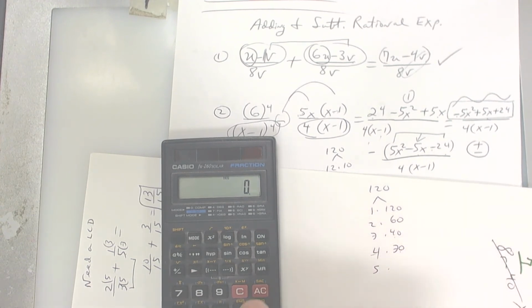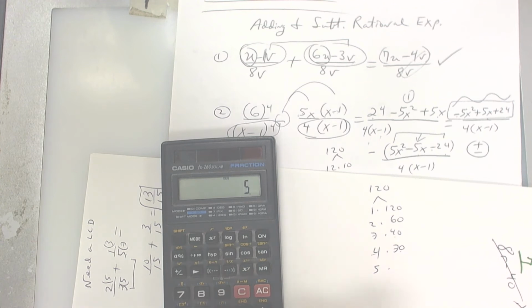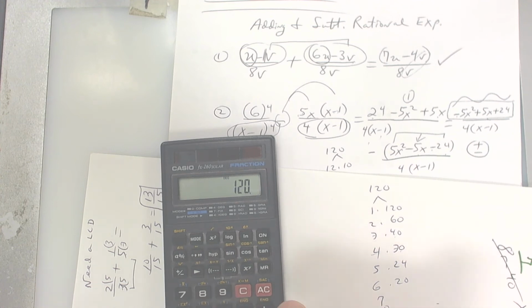5 times something. So 120 divided by 5 is 24. That subtracts to give me 19. I'm getting closer. 6 times 20, I think. So that subtracts to give me 14. 7 I don't think works. 8, let's try 8. 120 divided by 8 equals 15. 8 and 15, that subtracts to give me 7.